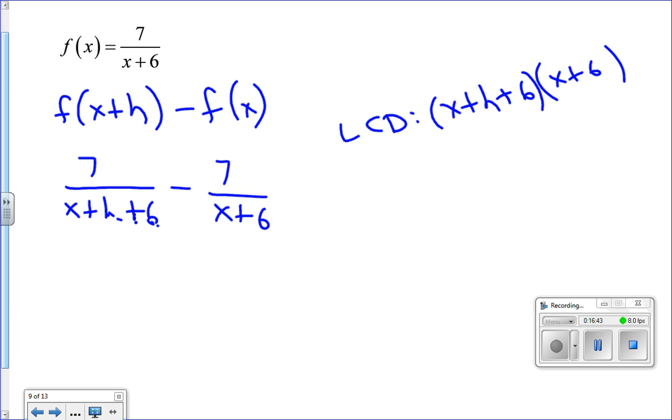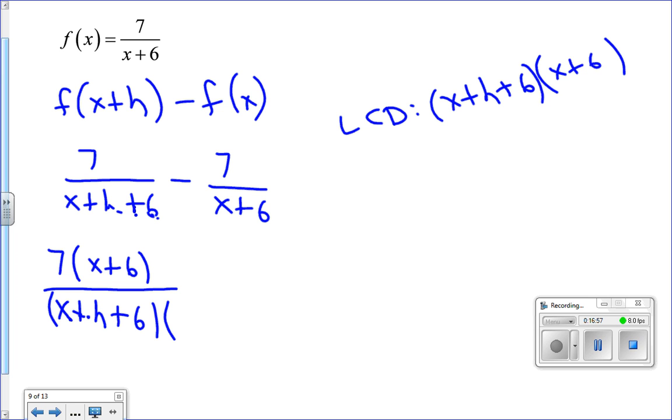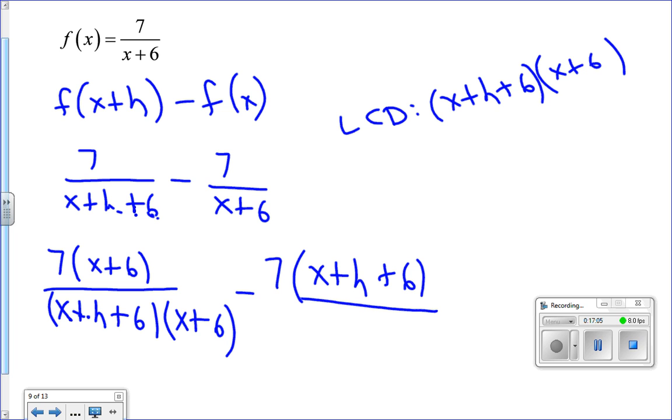When I multiply the left fraction by that, let's see what we get. We're going to get 7 times x plus 6 all over x plus h times x plus 6, minus 7 times x plus h plus 6 all over x plus 6 times x plus h plus 6.